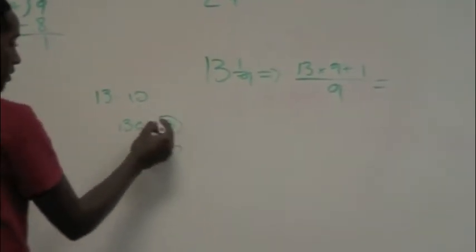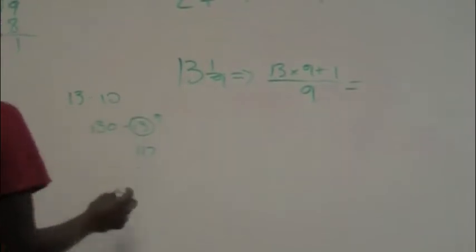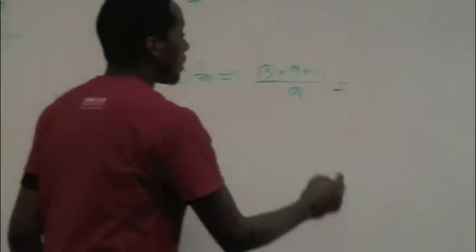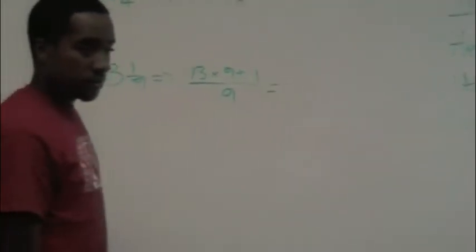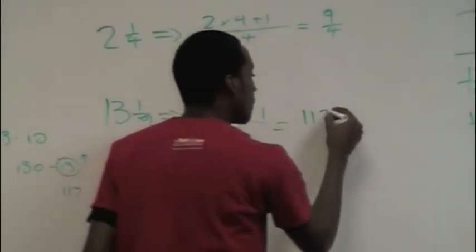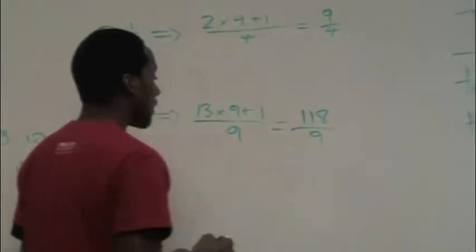You subtract 13, so then it's 9. And you have 10 here, so it's 117, so that makes sense. We have 117 plus 1 over 9. Awesome. 118 over 9. Good.